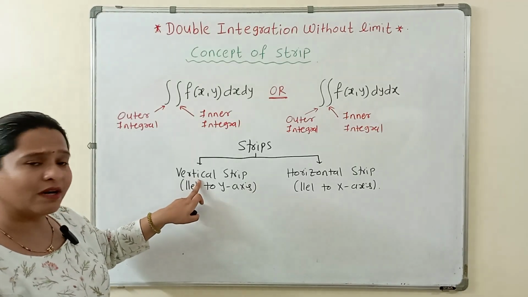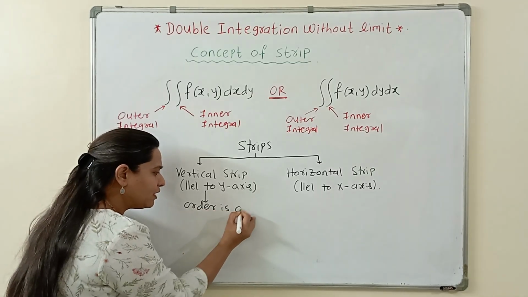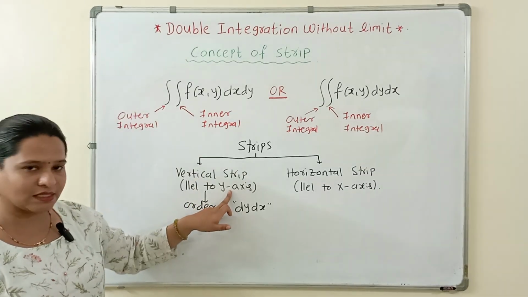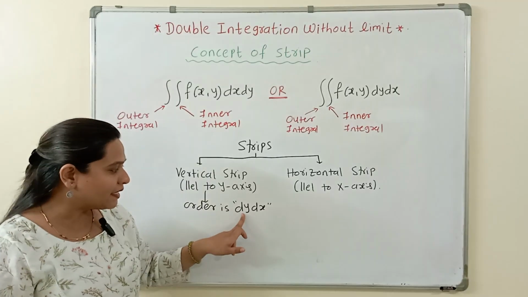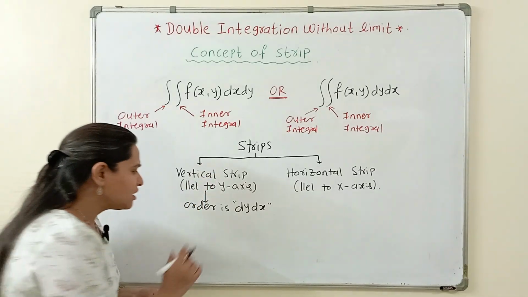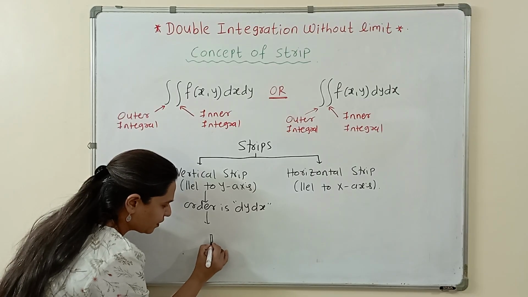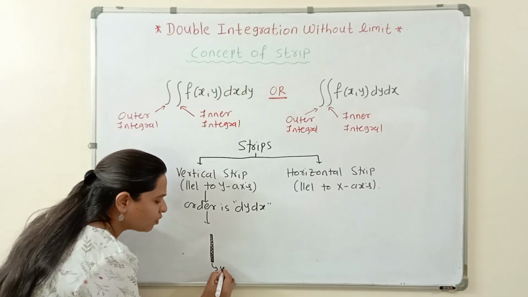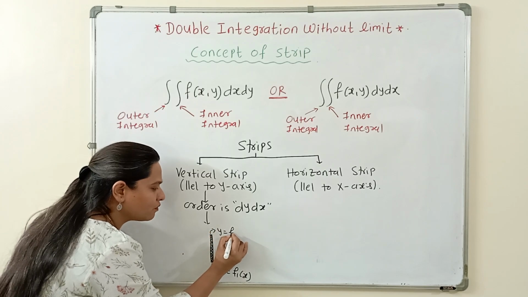So when you take a vertical strip, the order of integration is dy into dx. Because the strip is parallel to the y-axis, first we will integrate with respect to y and then with respect to x. Since we are integrating first with respect to y, from both ends of the strip we will calculate the value of y. This vertical strip will look like this. From the lower end we will calculate the value of y in terms of x, and from the upper end also we will calculate the value of y in terms of x.